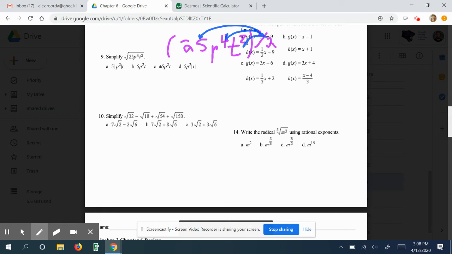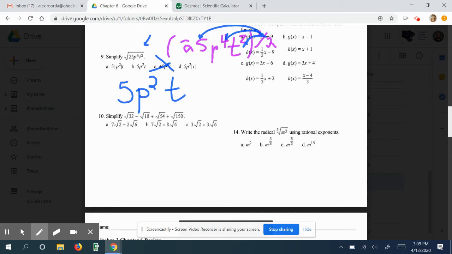And so hopefully you know that 25 to the 1/2 power is 5. Square root of 25 is 5. So p to the 4th to the 1/2 would be 4/2, which would be p to the 2nd. And we'd also want t to the 1/2, or 2 times 1/2 would be t to the 1. So our correct answer for this is 5p squared t. Now, obviously, since it's a square root, we cannot get negatives to come out, so it's not going to be C.